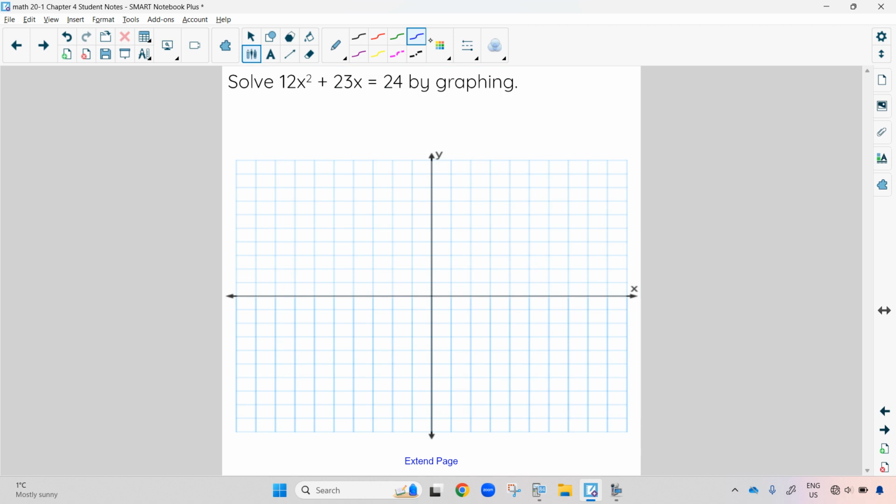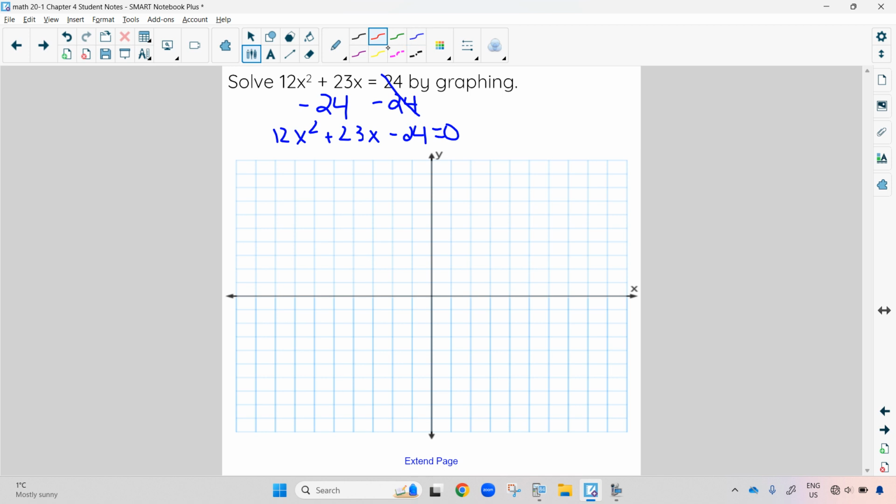In this video, we're going to look at how do we solve something graphically. To solve it graphically, we have to come up with a nice detailed graph, and we're looking for the x-intercepts. Before I can put it into my calculator, I need to isolate my equation. In other words, I need to set it to 0. So 24 take away 24 is 0. And on this side, I have 12x squared plus 23x minus 24 equals 0.